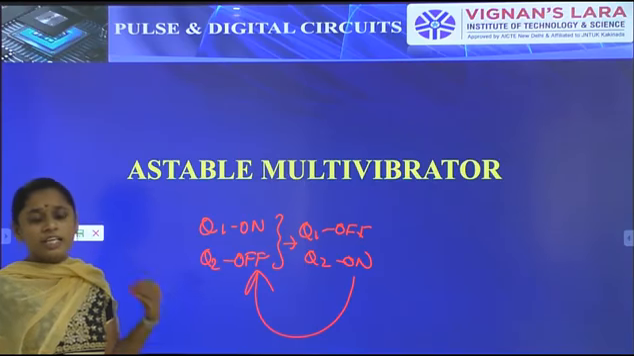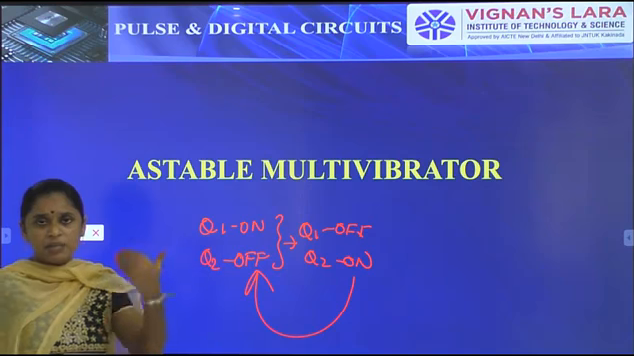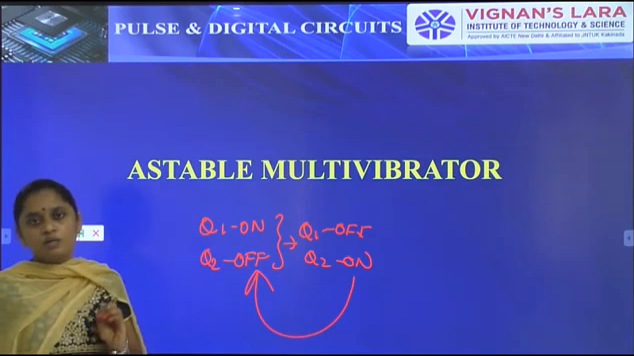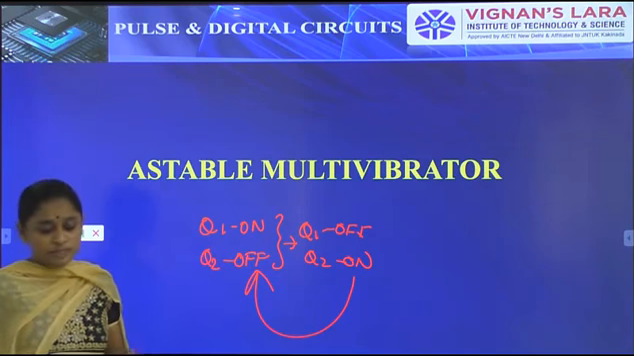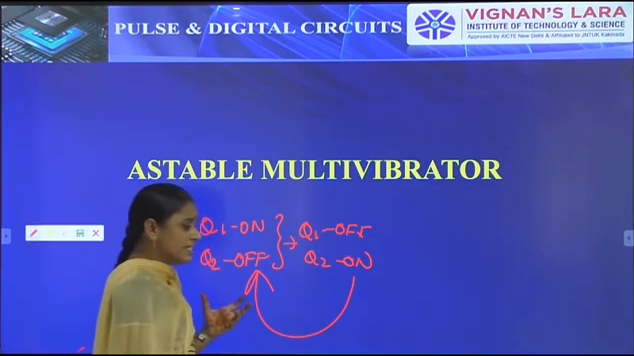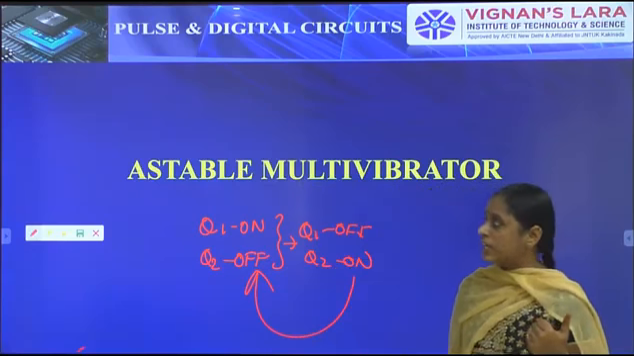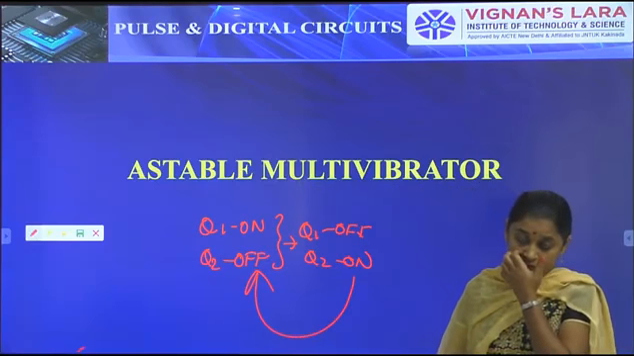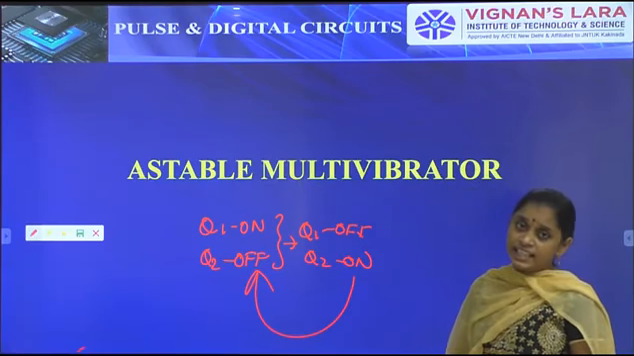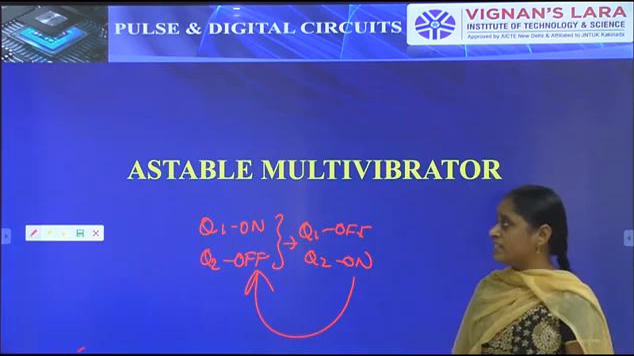So quasi-stable state is nothing but, without any triggering pulse, it moves from one state to another state. So that is the major thing about this. This astable multivibrator is also known as a pulse, or square wave generator. Why? Because without any triggering pulse it changes the state of the signal.